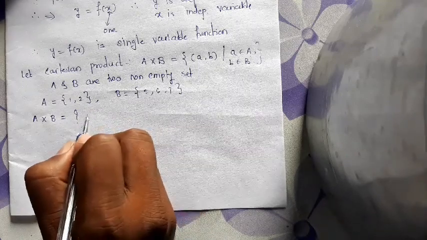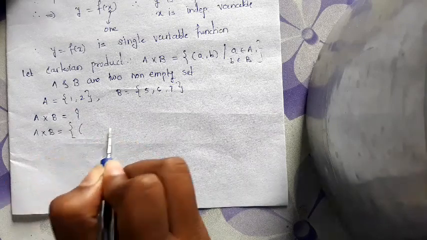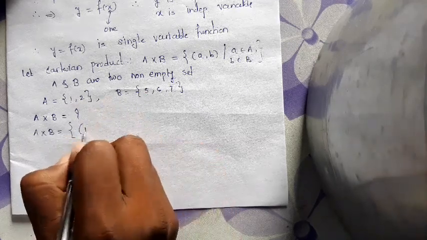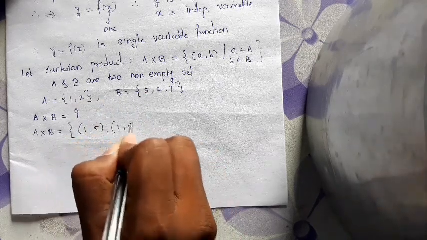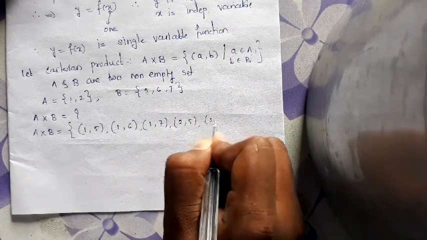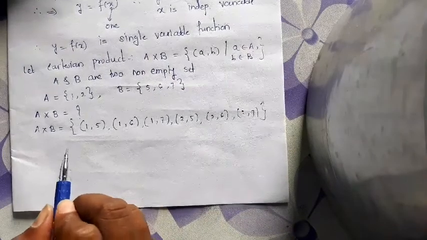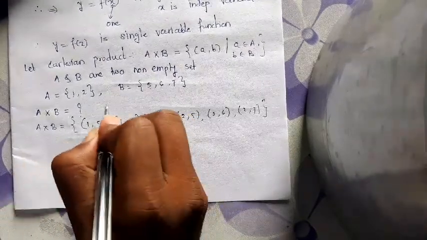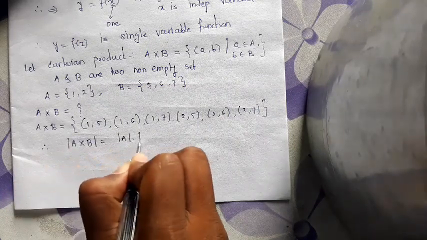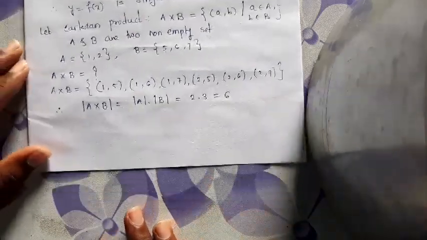So this is the Cartesian product. A cross B is equal to... we have to form the ordered pairs, with the first element from A and the second from B. So we get (1,5), (1,6), (1,7). Next, (2,5), (2,6), (2,7). These 6 elements are A cross B, which gives the formula: cardinality of A cross B is equal to cardinality of A times cardinality of B, that is 2 times 3, so there are 6 elements here. This is the Cartesian product.